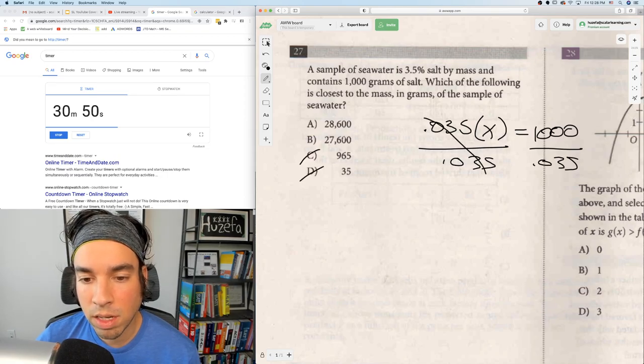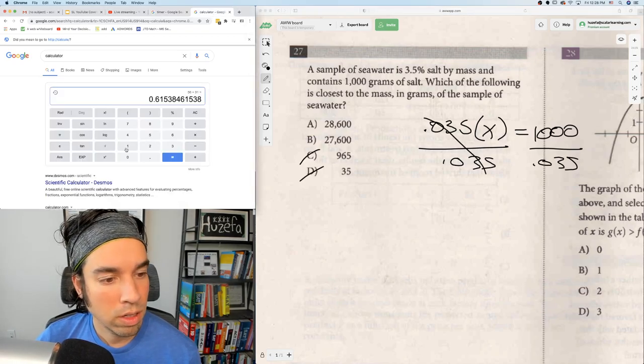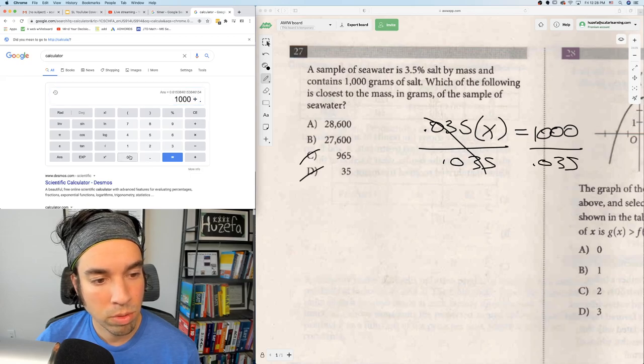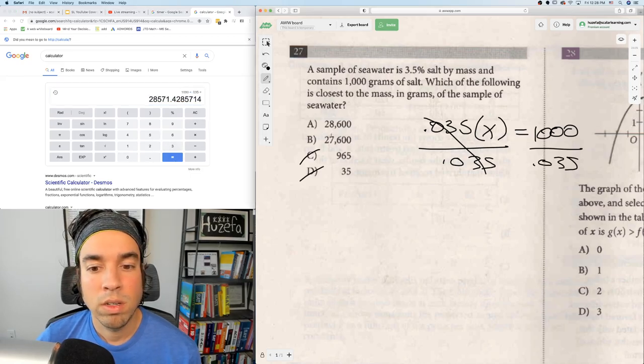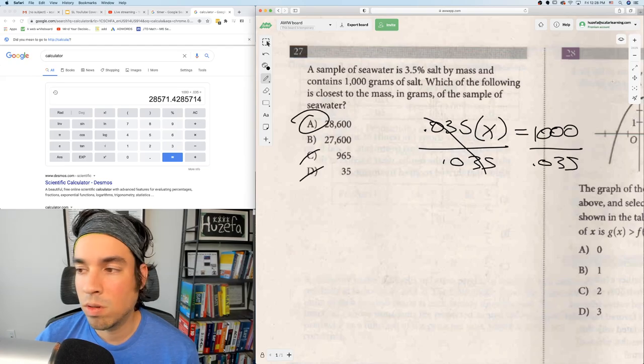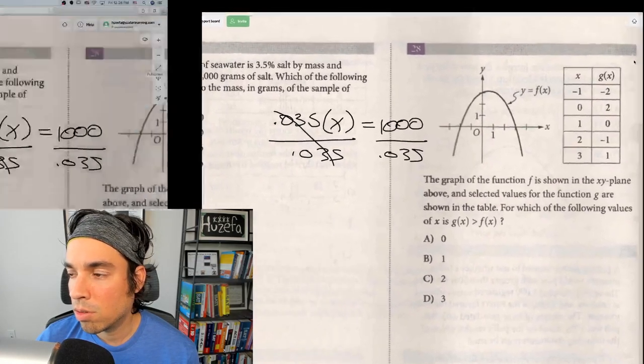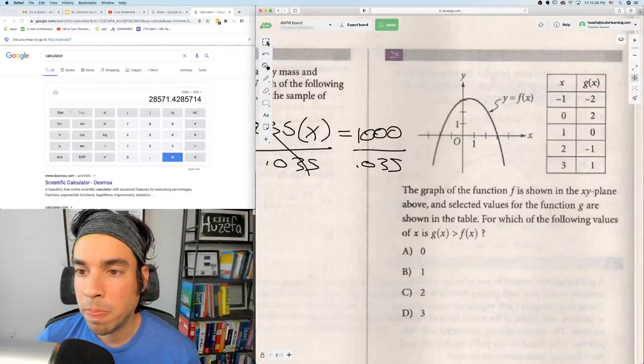It's definitely not these guys. It's one of these two. 1,000 divided by 0.035. Is this one, apparently. No, stop maximizing. I wish they'd get rid of that button.